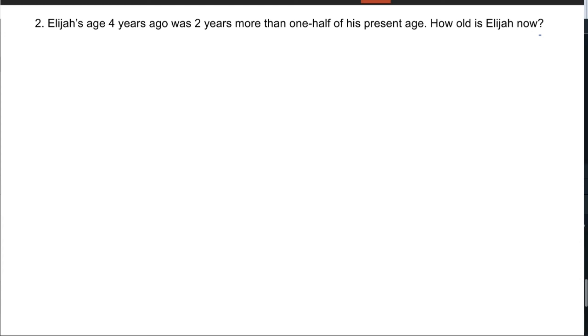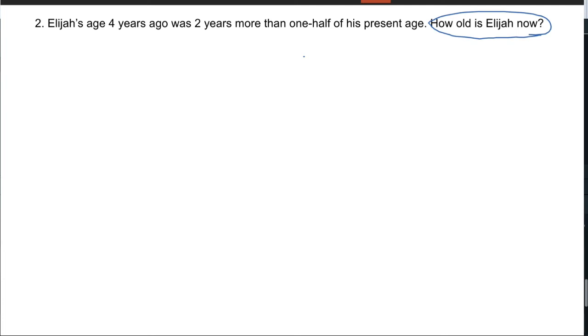Elijah's age 4 years ago was 2 years more than one half of his present age. How old is Elijah now? So in this particular instance, we have only one subject who is Elijah. And the first step that we have to do, as we discussed in the previous example, is to determine what is being asked. So we are asked to determine the present age of Elijah. We are going to look for Elijah's age.